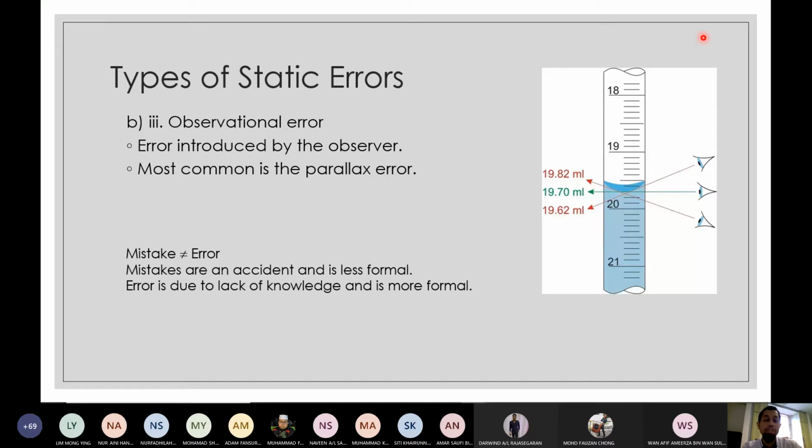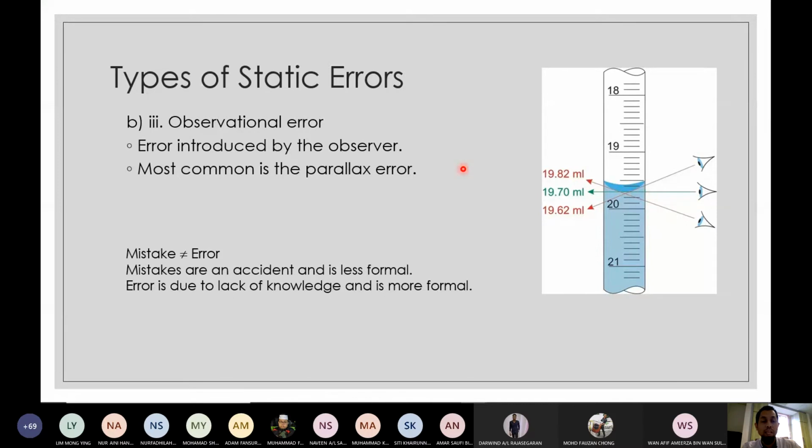And the third type is observational error. So observational error is usually introduced by the observer. The most common one you learn probably in secondary school when you do your lab reports is parallax error. So you don't measure the value correctly, resulting in a different reading. Okay, so in this example here, you see that it's related to the position of your eyes when you measure the scale to determine the level of the liquid.